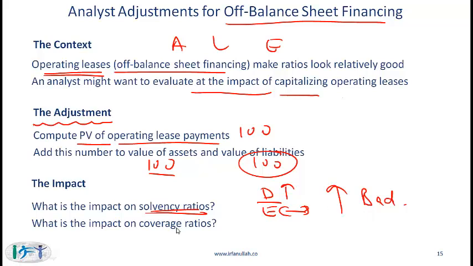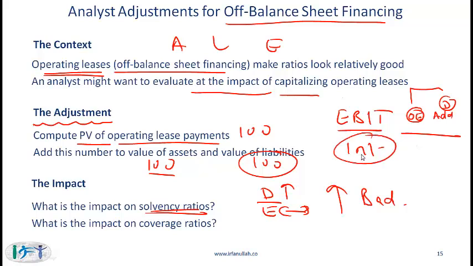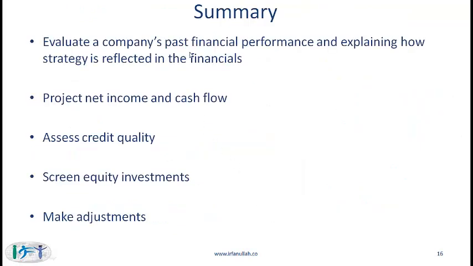What about coverage ratios? The simplest one is EBIT over interest. The major impact comes in the denominator, where the interest amount goes up because we are now paying an interest component when we have a finance lease. So the denominator goes up, which means that overall the coverage ratio comes down, which is negative. So note that generally speaking, when a lessee goes from an operating lease to a capital lease, the ratios become worse. That brings us to the end of the reading, a summary of the important points.